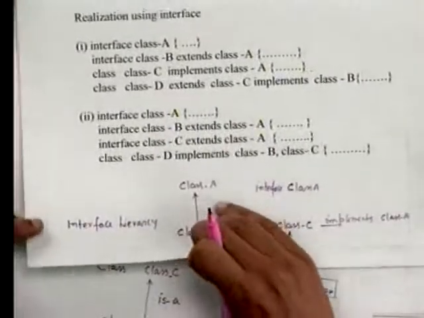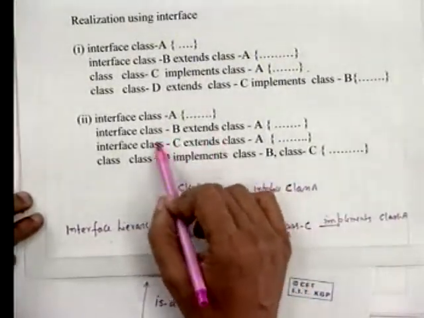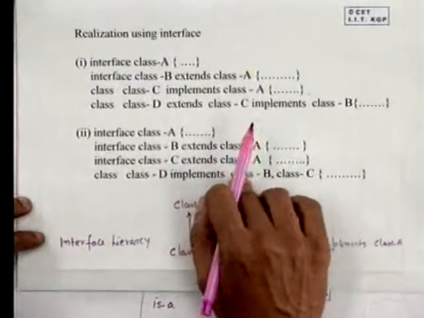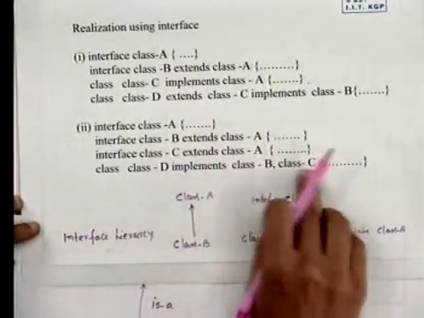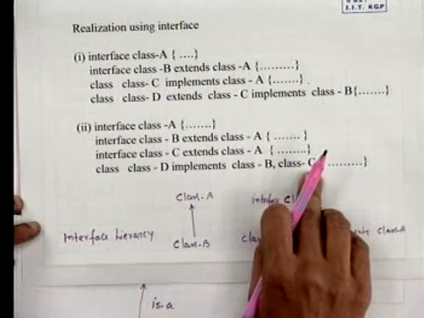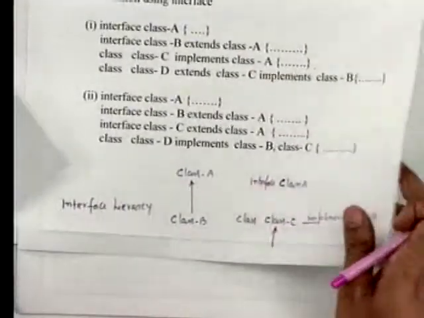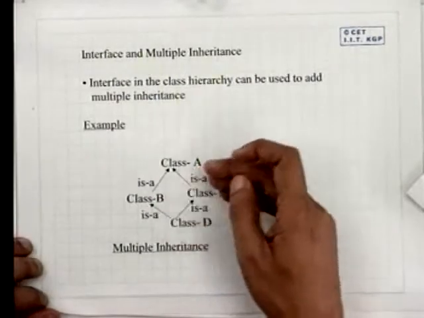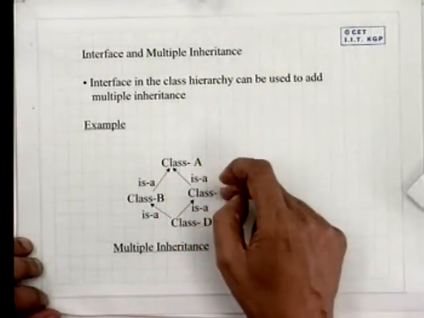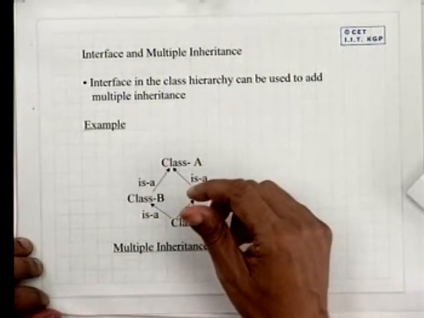Alternately, we could have done it this way. We can define both B and C as extensions of interface A, and then implement both the methods of them in D. So it is an indirect way by which class D now has the code for all the methods that are available in classes A, B and C. In normal multiple inheritance, class D would have inherited all the methods of class C and class B. Here we have done it in an indirect manner.